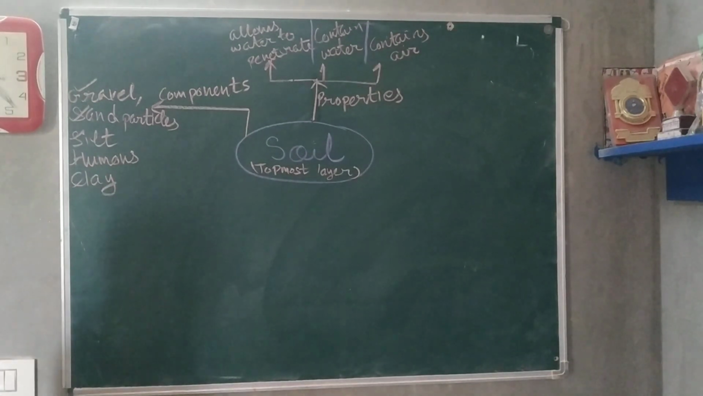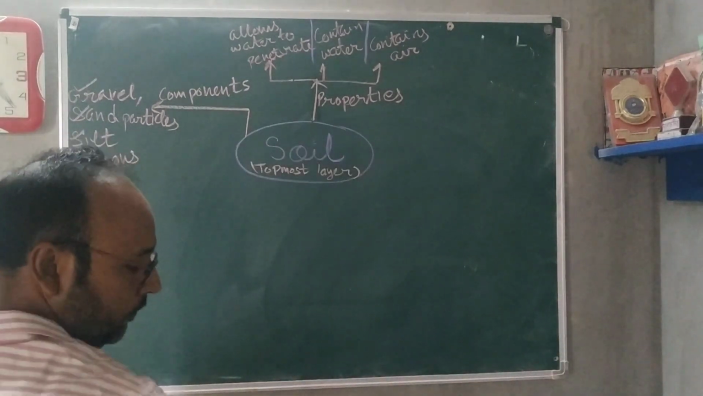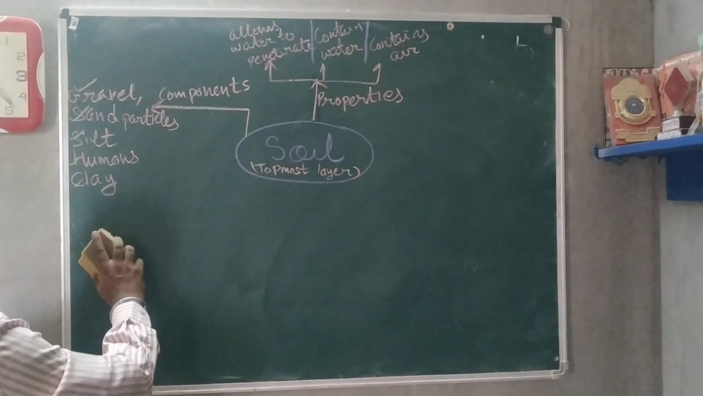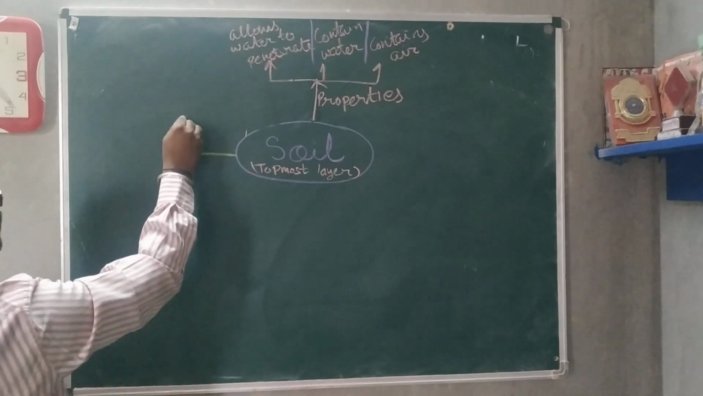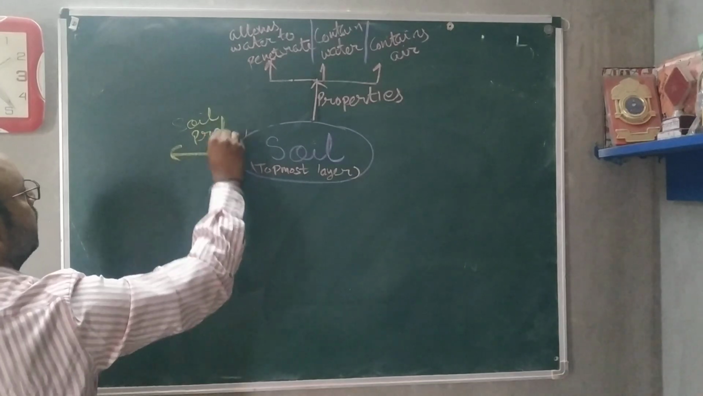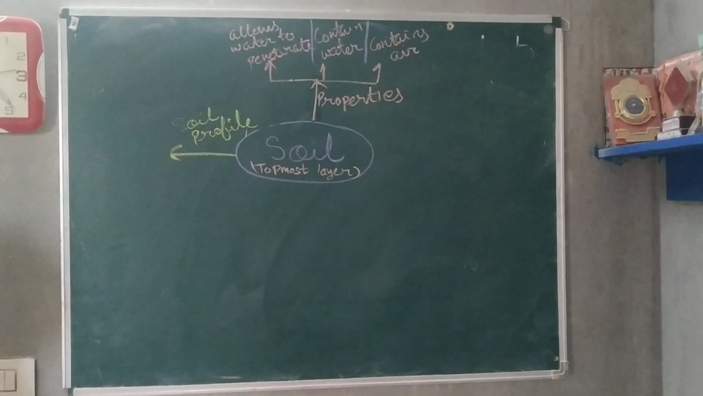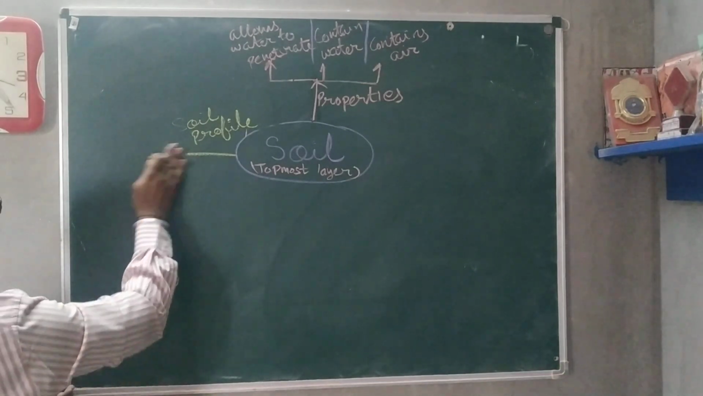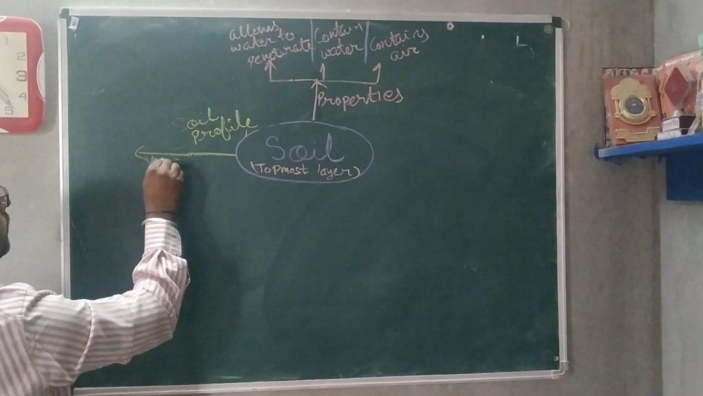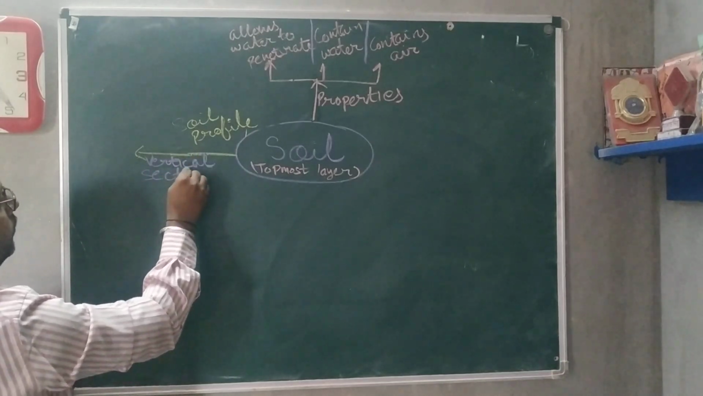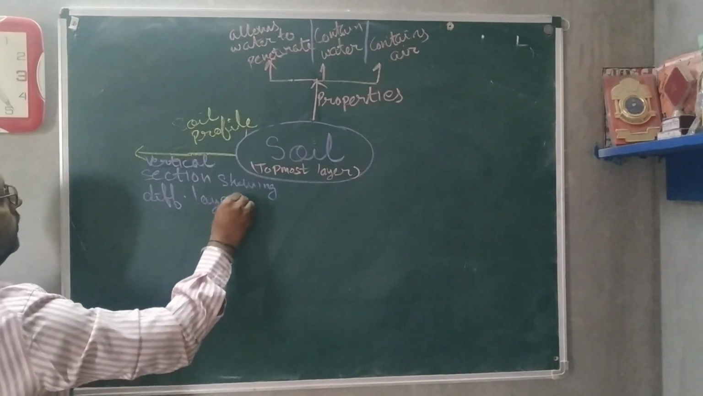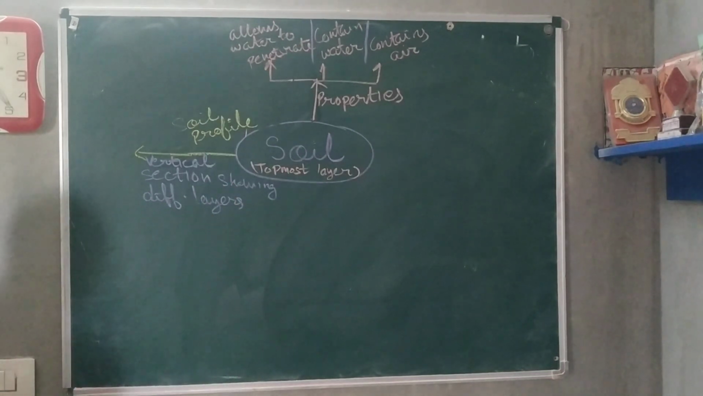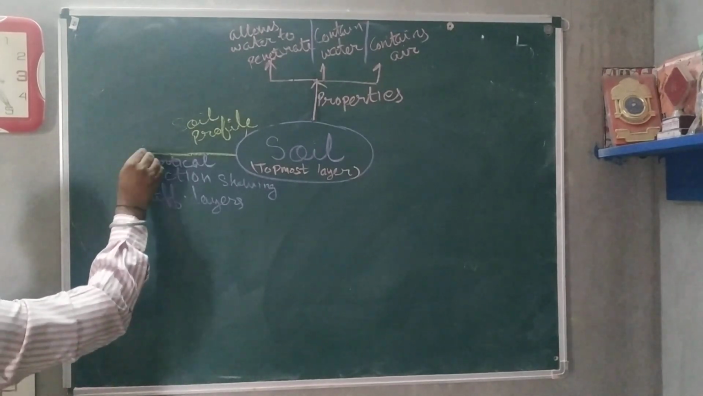So now we are going to discuss the soil profile. Let me raise this so that it will be easy for me to write. What is soil profile? That is a vertical section showing different layers. That is soil profile. So in soil profile we have already discussed the layers. The first one, I am writing like this. So this is soil profile.